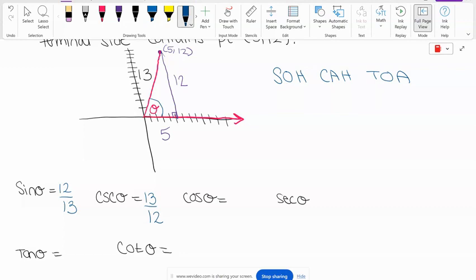Now we want cosine. Which one is cosine? SOH, CAH, or TOA? CAH. So CAH pairs A and H. So which side is adjacent to theta? 5. And the hypotenuse is still 13. Now secant, if you remember, is just the reciprocal of cosine. So instead of 5 over 13, it's going to be 13 over 5.